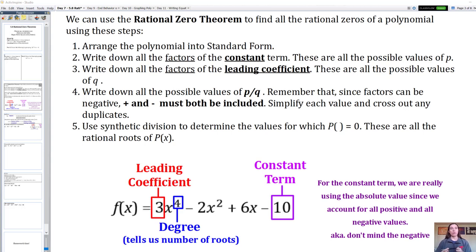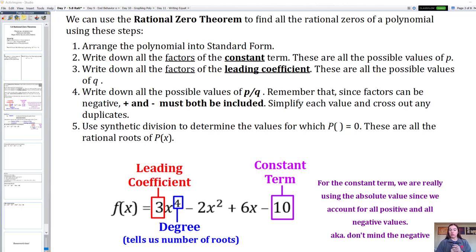And we're going to be using something called the rational zero theorem in order to find all of the rational zeros of a polynomial. These are going to give us all of the possible zeros, and then from there we can narrow it down to figure out which ones actually work for a given polynomial.